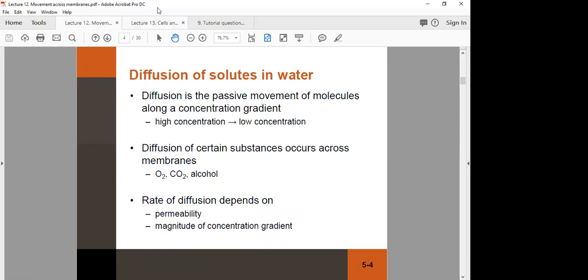So the best way to actually visualize this is to consider a glass of water. My drawing is just fantastic. Glass of water, and let's say we place into that water a drop of dye, a drop of food dye. So obviously where we place that drop of food dye, that's where the dye molecules are found in high concentration.